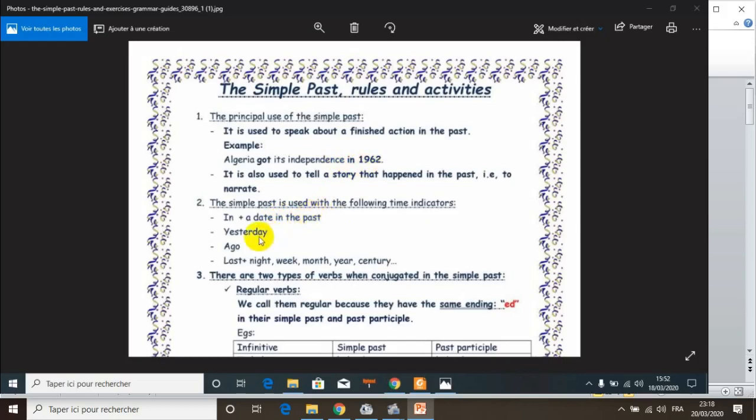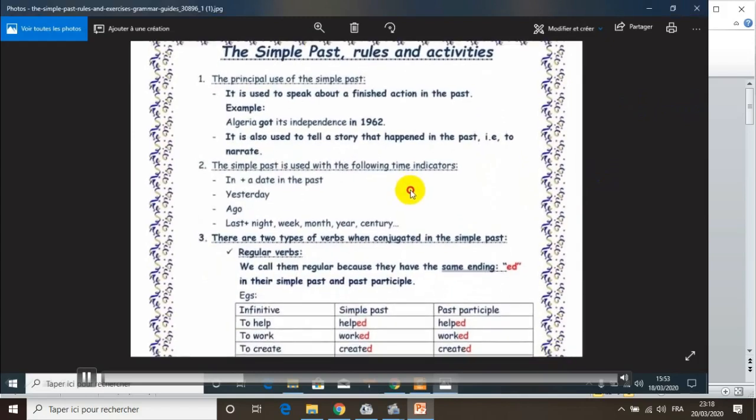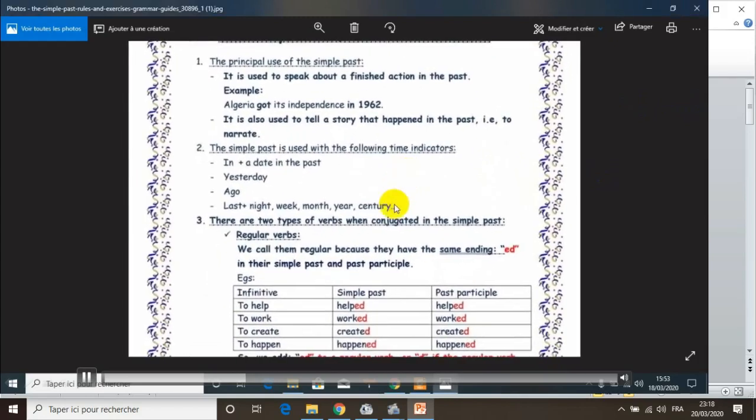When we have yesterday, and we have ago, and we have last night, last week, last month, last year, last century. When we have last, we use the simple past with all these indicators. So anyway, I will provide you with this paper to learn it and to go back to it whenever you want.